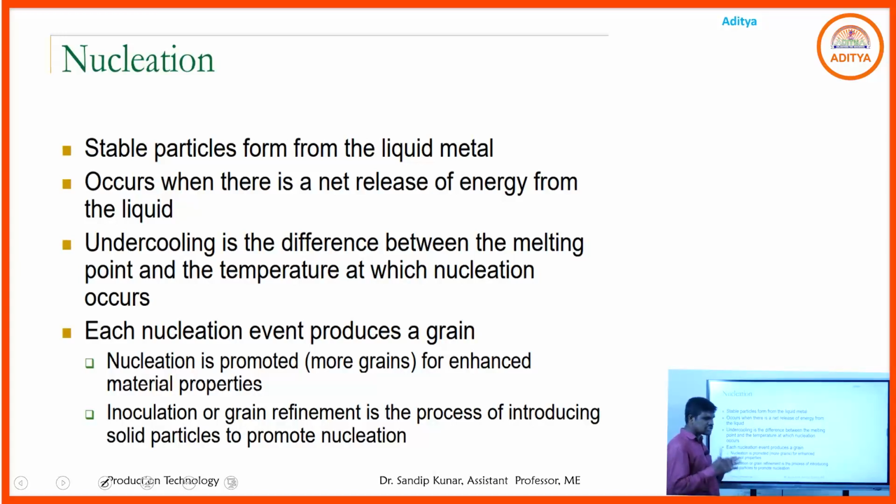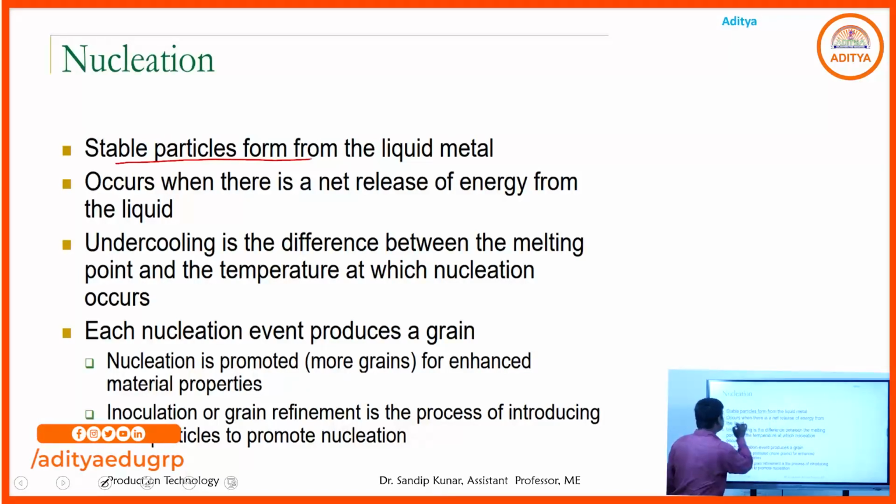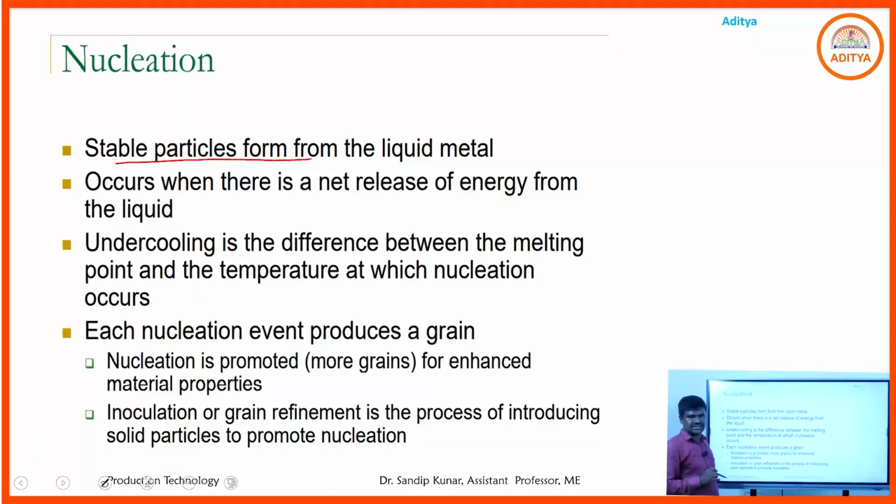Nucleation is the process of the solidification of the molten material into the casting. First, what happens? Stable particles form from the liquid metal. Means we pour the molten material, then after heat extraction the stable particles, means grains, start forming in that particular mold cavity. It occurs when there is a net release of the energy from the liquid. We know heat is one type of energy. Net release of the energy means heat will be released.